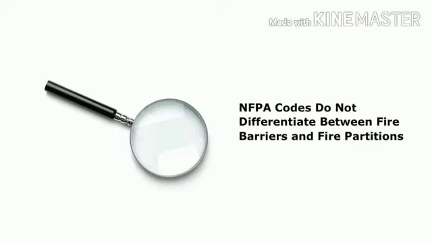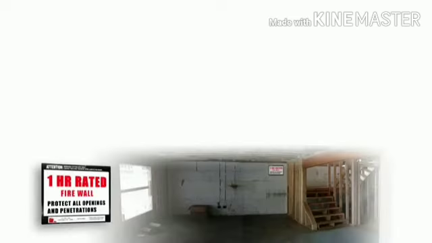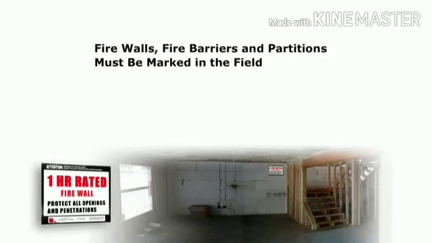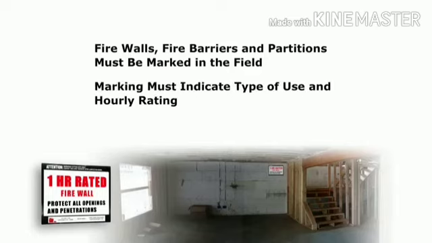However, by allowing exceptions to the requirements for fire barriers, in cases where the IBC calls for the use of fire partitions, and by adding requirements where a higher level of separation is necessary, the fire rating requirements of the codes are similar. The codes now require that fire walls, fire barriers and partitions, and smoke barriers and partitions be marked in the field. The marking must indicate the type of use, for example, fire barrier or fire partition, and the hourly rating it provides.